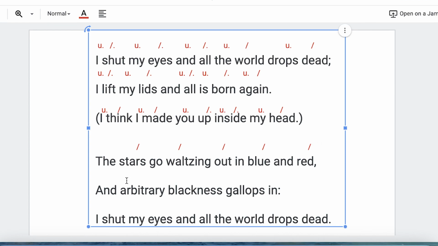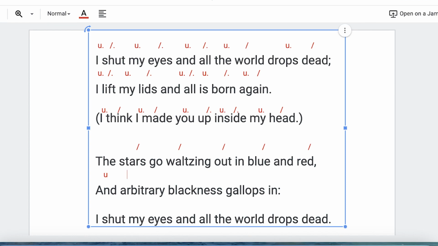I just want to get to this next line just quickly, because this last line is the same as the first one, so we already have it scanned. But this one, arbitrary, so we got a 4-syllable word. Now you can look this up, but you can also just listen to it in the line. So if I'm going to mark this one, let's do it up a line just to make it easier for you guys.